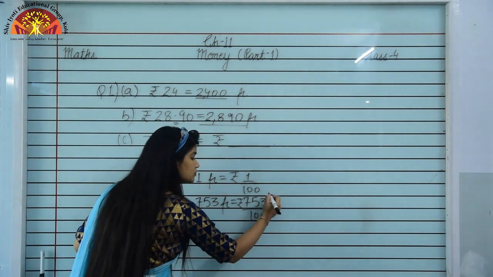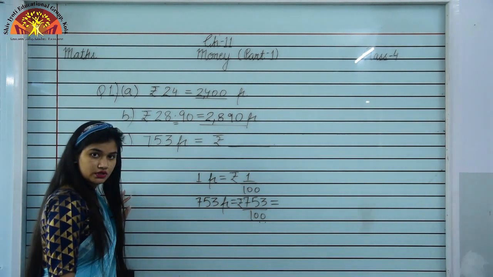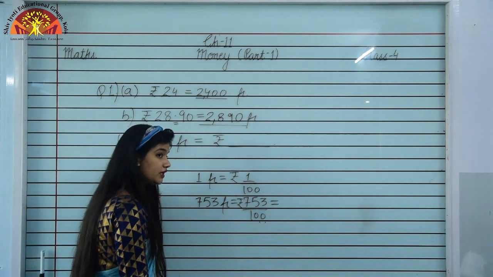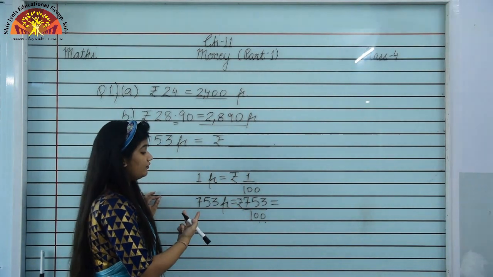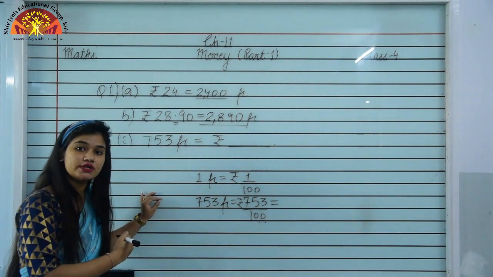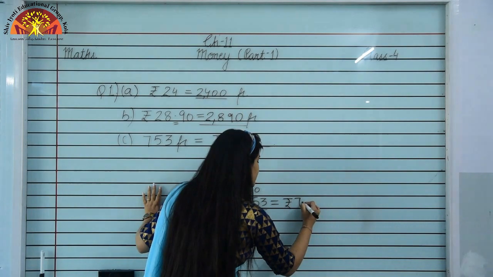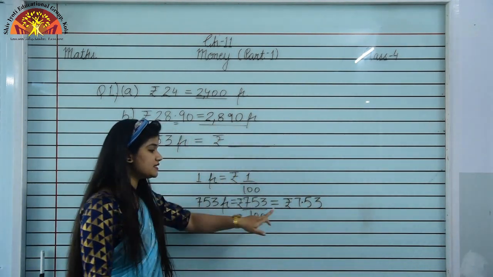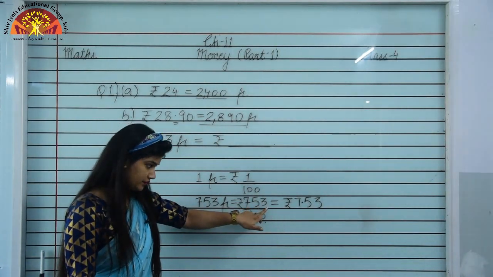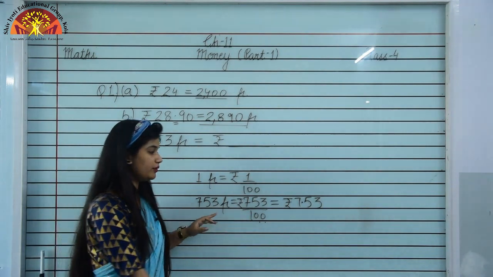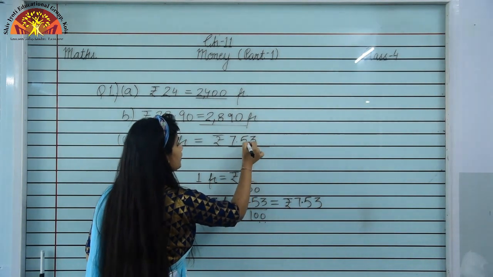You can write it like this also. In the denominator we are observing 100 here, so we have to put the decimal point before 2 digits. Why are we putting the decimal before 2 digits? Because we can see 100 here. So we can write it like this also, 7.53 rupees. We put the decimal before 2 digits, and it will become rupees 7.53. So the answer will be rupees 7.53. Is it clear?